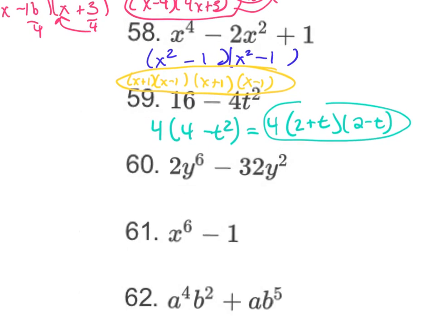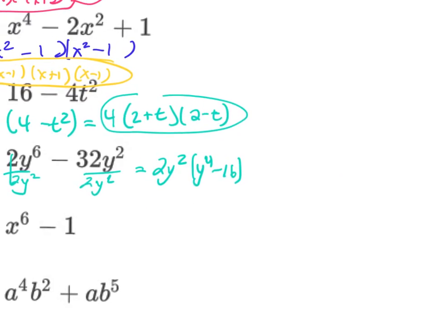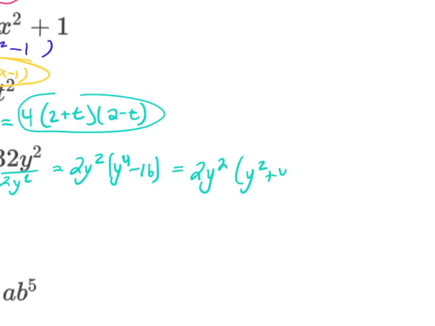All right, 60. Is there a GCF in 60? Yes, I can take out 2y squared from both of those. So when I do that, I have 2y squared out in front. 2 divided by 2, I get inside y to the 4th. 32 divided by 2 is 16, so minus 16. Can I simplify any more? Yes, you can. Difference of perfect squares. So 2y squared, and then I'm left with y squared plus 4, y squared minus 4.